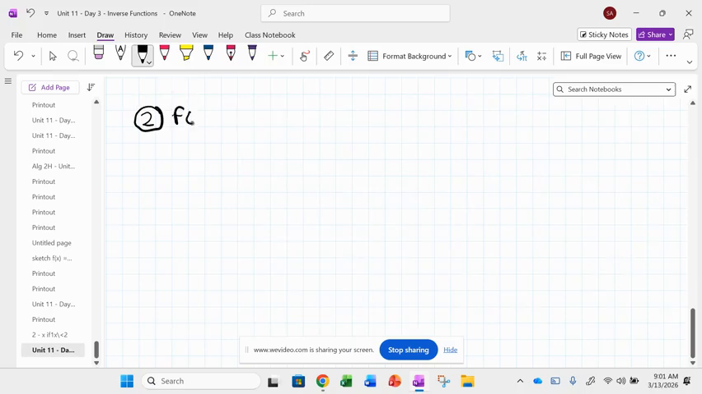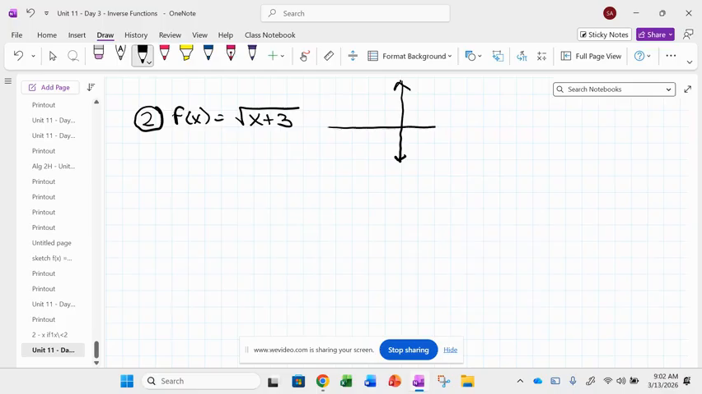Let's say I have f of x is equal to the square root of x plus 3. Visually, what does this look like? A shooting star, exactly. This is a shooting star, and you don't have to sketch it. I'm just going to sketch it for you real quick. This is a shooting star that's been moved 3 units where? To the left. So we know it looks something like that.